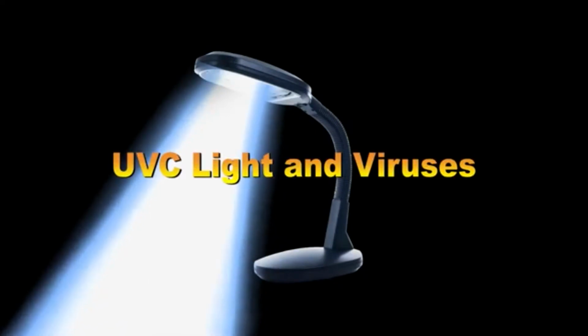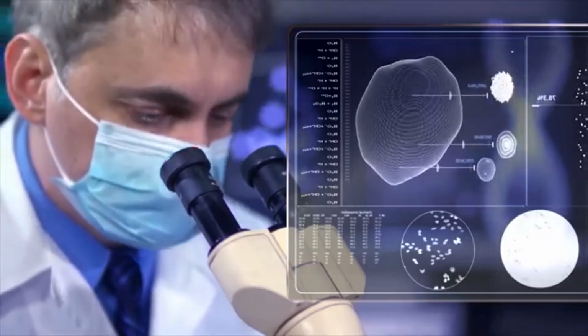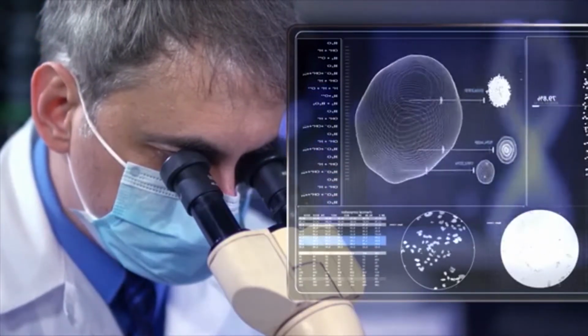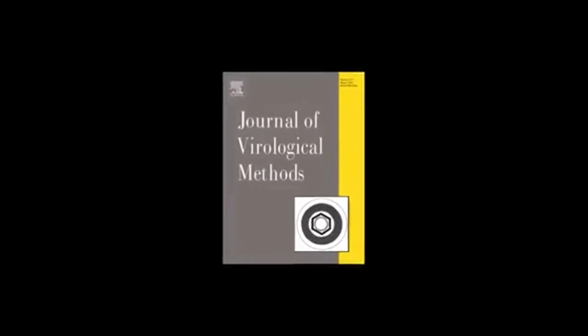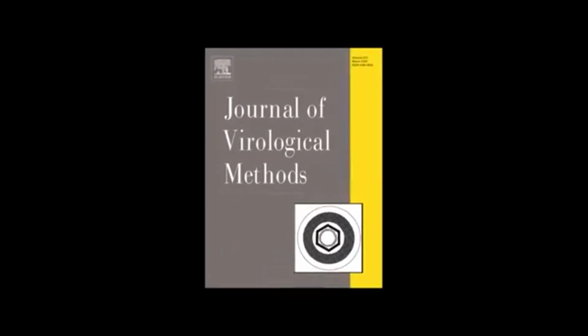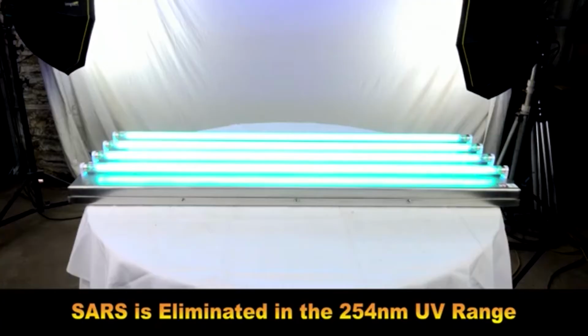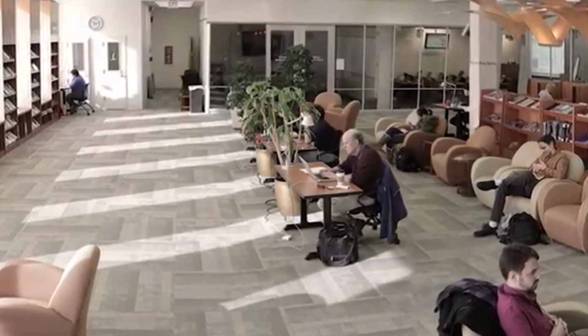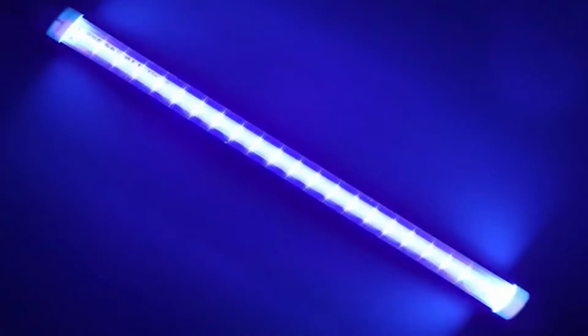UVC light and viruses. UV light has been tested as an effective solution against a myriad of viruses. According to an article published in Journal of Virological Methods, SARS caused by the coronavirus is eliminated through exposure to UV light in the 254 nanometer range. In a study published in the U.S. National Institutes of Health's National Library of Medicine, UVC light deactivated MERS-CoV within 5 to 10 minutes of exposure.